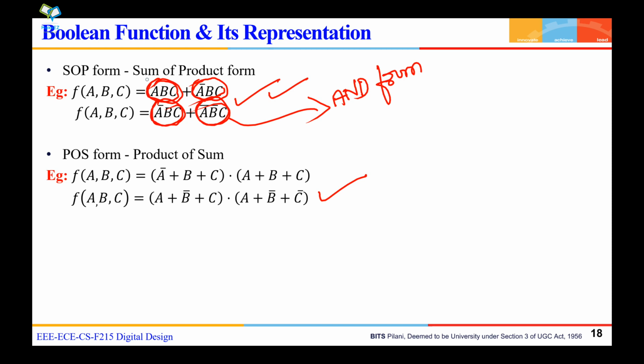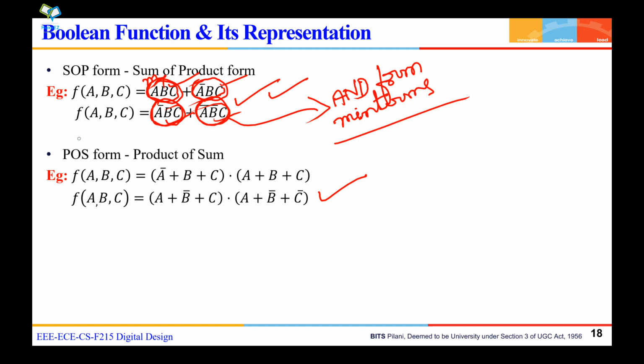See a b c, this is called M7. Why is it M7? What is M0? What is M1? What is M2? M3? M4? M5? We will see in our next slide. So these are called minterms. The AND form of a combination of Boolean variables is called minterms.